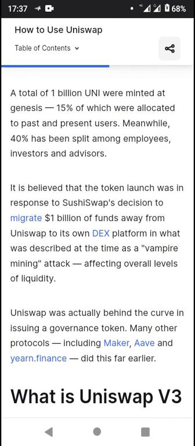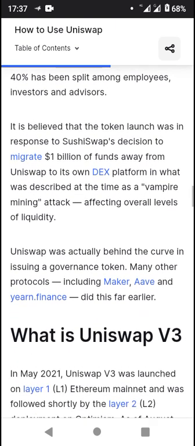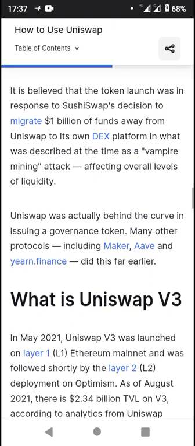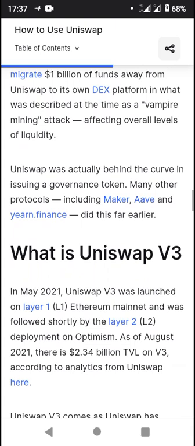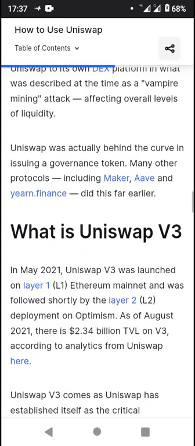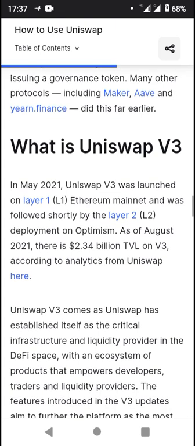It is believed that the token launch was in response to SushiSwap's decision to migrate $1 billion of funds away from Uniswap to its DEX platform, in what was described at the time as a vampire mining attack. So, guys, there's lots of these articles.